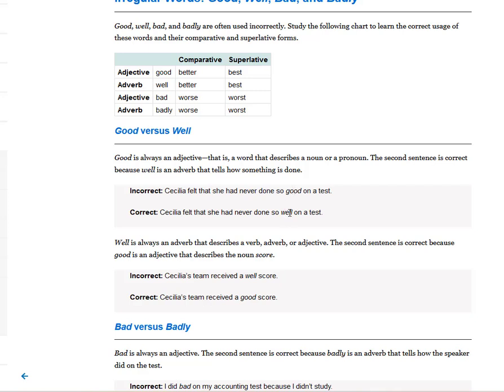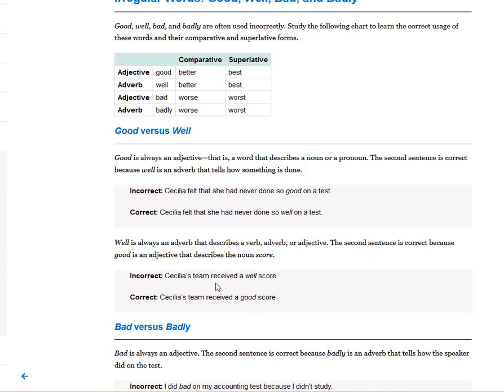So if you want to use something did really well, you would say well instead of good. Well is always an adverb that describes a verb, adverb, or adjective. The second sentence is correct because good is an adjective that describes the noun score.